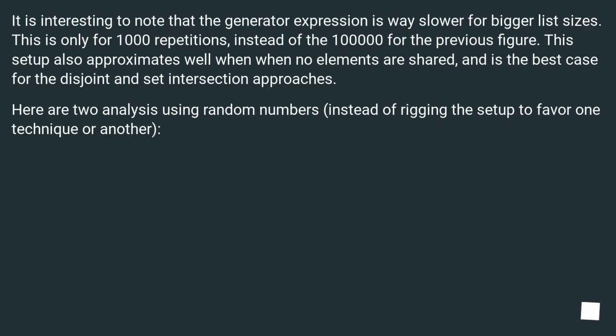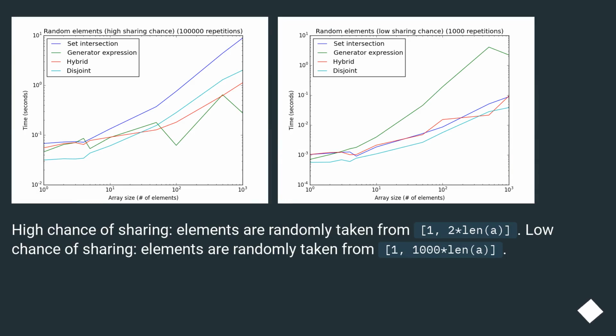It is interesting to note that the generator expression is way slower for bigger list sizes. This is only for 1000 repetitions, instead of the 100,000 for the previous figure. This setup also approximates well when no elements are shared, and is the best case for the disjoint and set intersection approaches. Here are 2 analyses using random numbers, instead of rigging the setup to favor one technique or another. High chance of sharing: elements are randomly taken from 1 to 2*len(A). Low chance of sharing: elements are randomly taken from 1 to 1000*len(A).